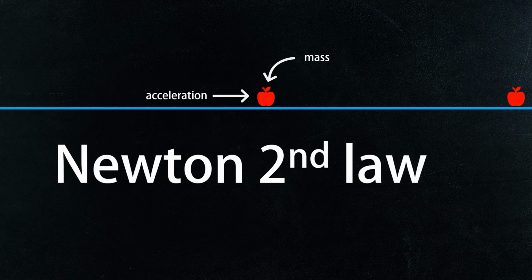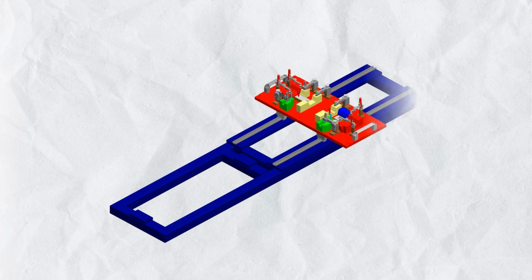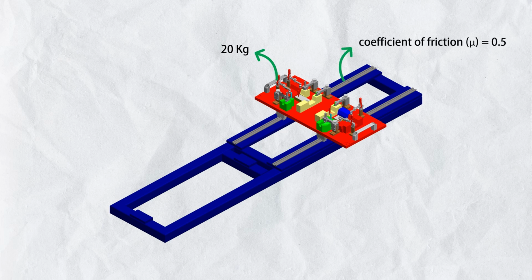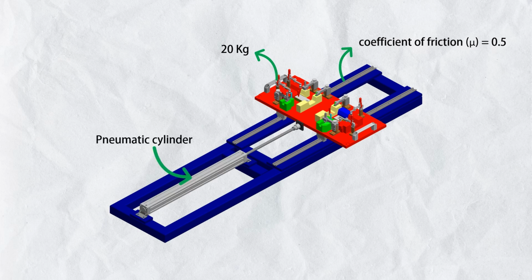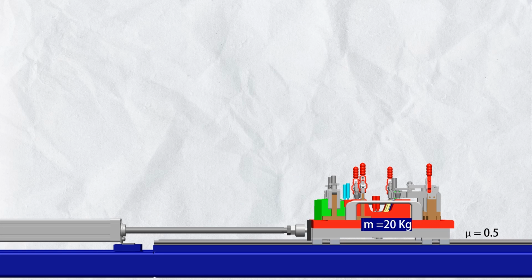Newton's second law of motion: force equals mass multiplied by acceleration, F = ma. Confusing, isn't it? So let's understand both these things with an example. Imagine we have a 20 kg fixture mounted on a slider, and the slider has a coefficient of friction of 0.5, and we want to use a pneumatic cylinder to slide this fixture. So how do we calculate the required force to move it?